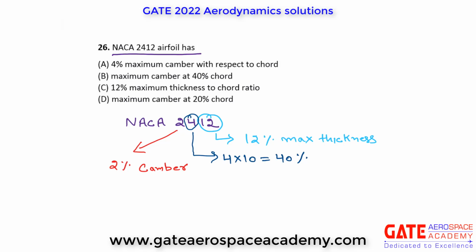So in option A, 4% maximum camber with respect to the chord. It is wrong because maximum camber is 2%, correct? Maximum camber at 40% of chord, so it is correct. Option C, 12% maximum thickness to the chord, so it is also correct. Here we got maximum camber at 20% of the chord. No, it is at 40%, and we have already selected this. So both B and C are correct answers.